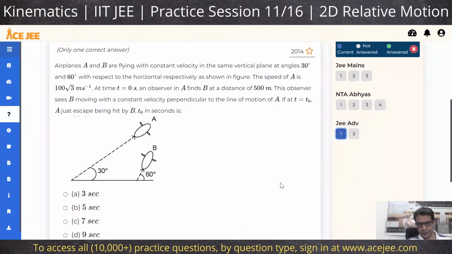Let's solve this one. JEE Advanced 2014 question.